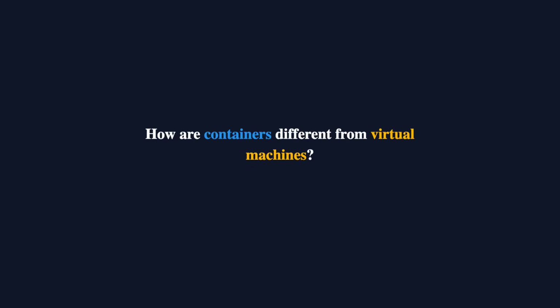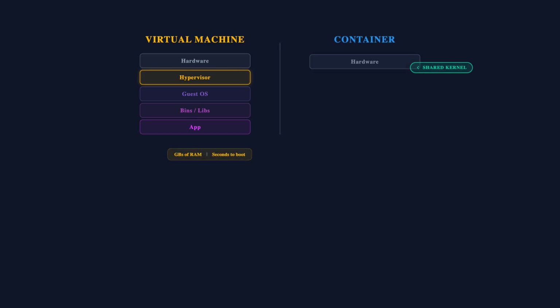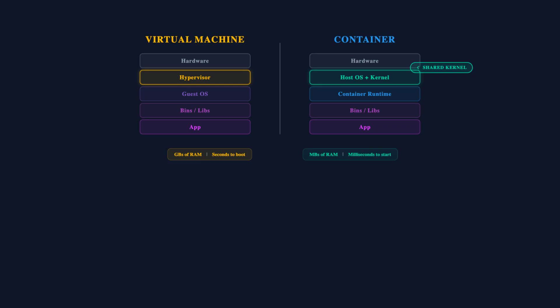So how are containers different from virtual machines? The distinction is fundamental. A virtual machine runs a complete guest operating system with its own kernel. Between the hardware and the guest OS sits a hypervisor that emulates hardware. Each VM carries the full weight of an operating system. That means gigabytes of memory overhead and seconds to boot. A container shares the host's kernel. There is no guest OS, no hypervisor. It's just a process with namespaces and cgroups applied. That means it starts in milliseconds and uses megabytes, not gigabytes.